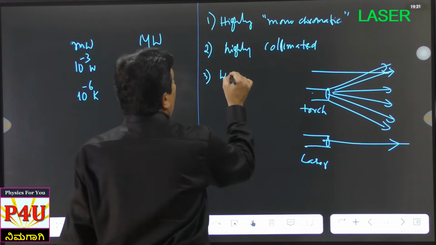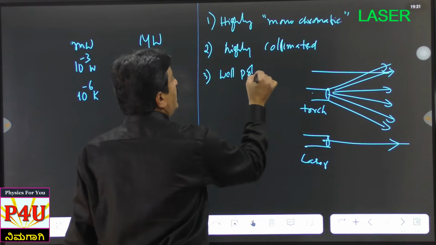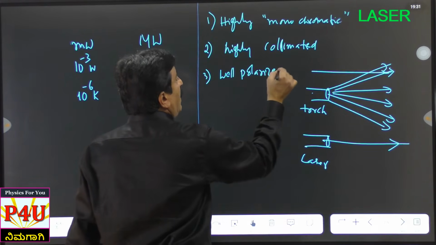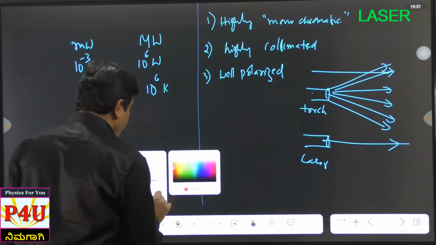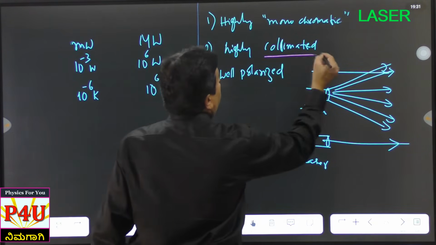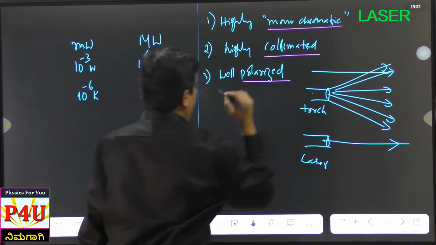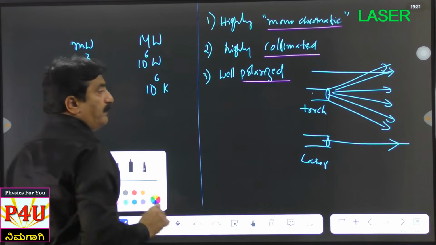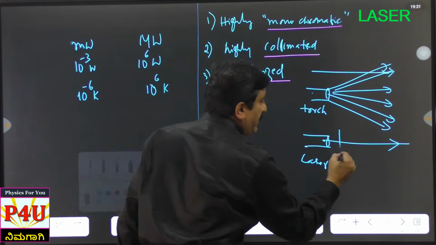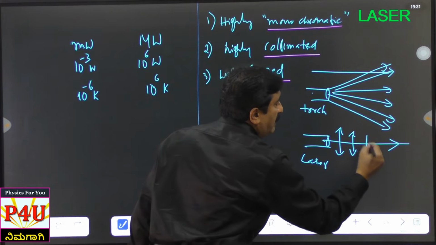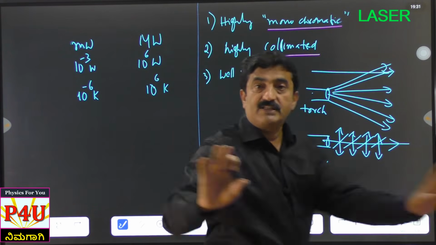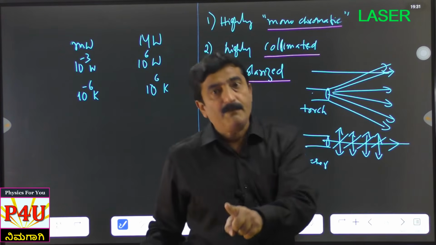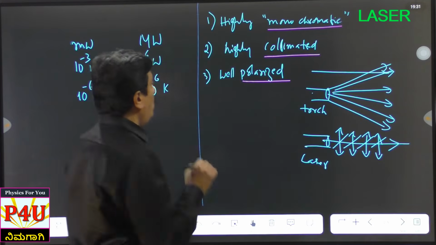Next, well polarized. What do you mean by polarization? That's what I said. Some of the terms are already known to you. For example, collimation. Okay, collimation, monochromatic, polarized, all these are known to you. Polarized means in a beam there will be only one type of vibrations. If there are multiple vibrations like this, then it is not polarized. If there is only one type of vibration, then we call it as polarized.